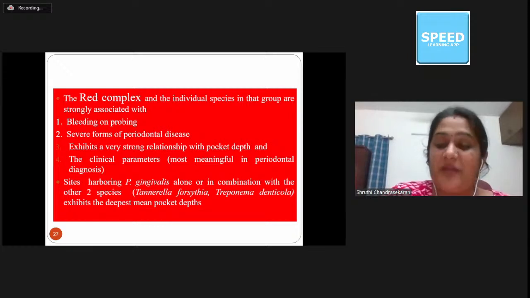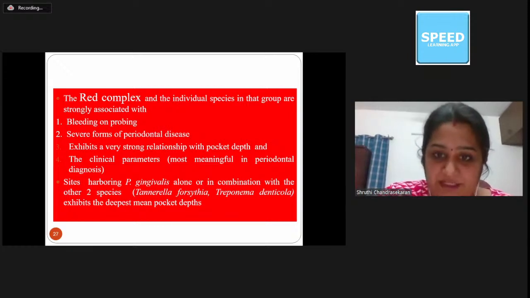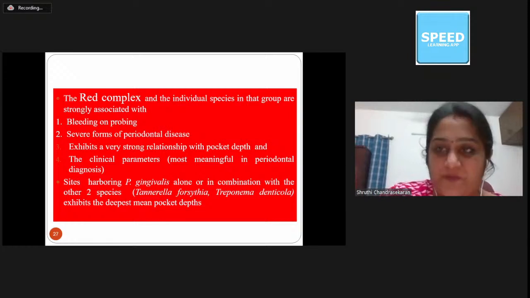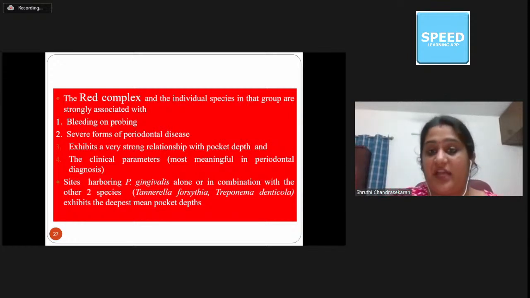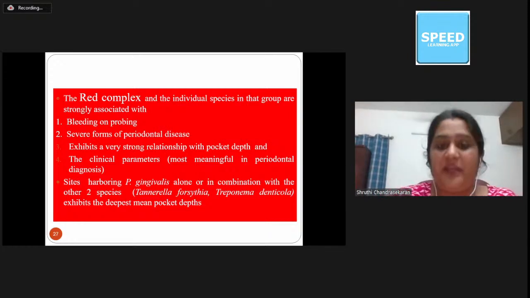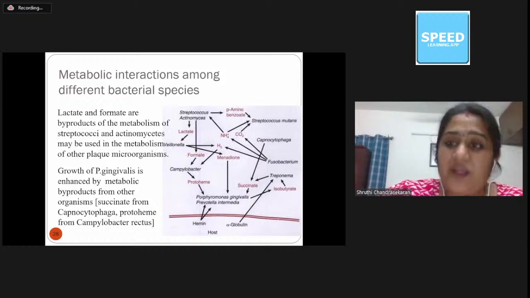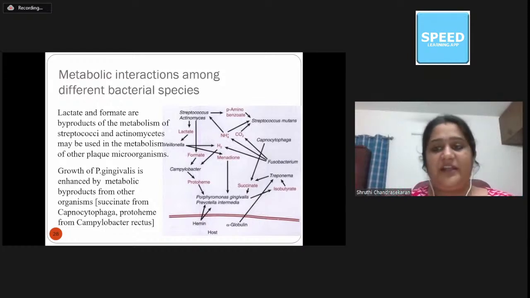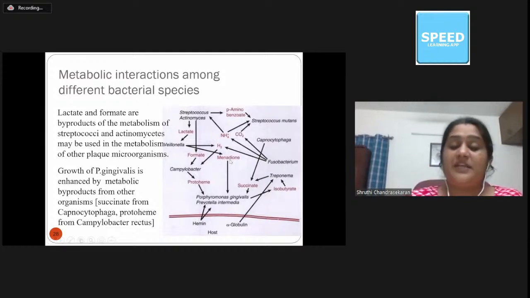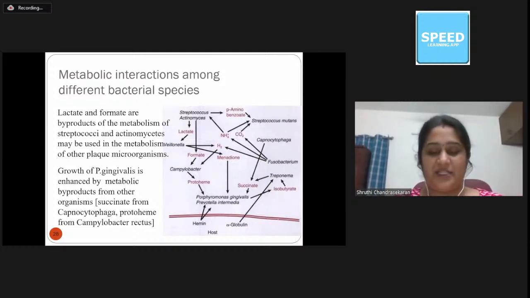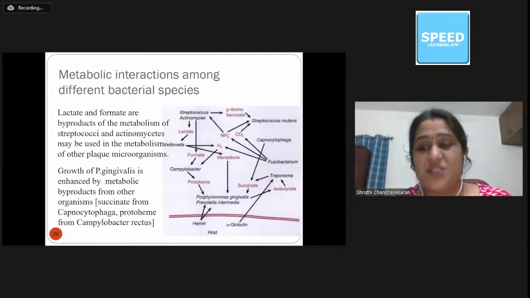Sites which harbor P. gingivalis alone, which is a red complex bacteria, or in combination with the other two species, that is Treponema denticola and Tannerella forsythia, seem to have the deepest periodontal pockets within the oral cavity itself. So, these bacteria will have certain metabolic interactions between them. How will the bacteria exist alone? It has to have some interaction and support from the other bacteria, right? So, this is called metabolic interaction among different bacterial species. This is called synergism. That is, the presence of one bacteria is going to help the growth of the other bacterial species.